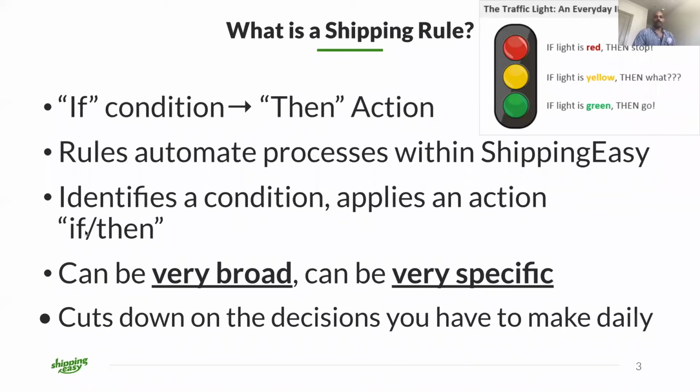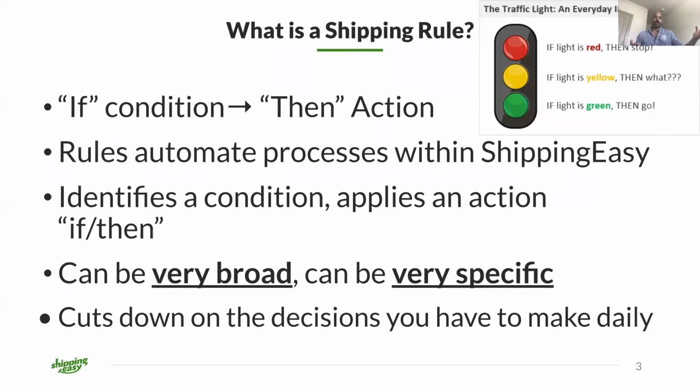So let's talk about this first. We need to know what a shipping rule is. If you're new to the software or just new to logistics in general, a shipping rule is a logical statement that identifies a condition and then applies an action. If we look at the graphic in the upper right-hand side, that's a stoplight. Everybody knows what it is and what its purpose serves.